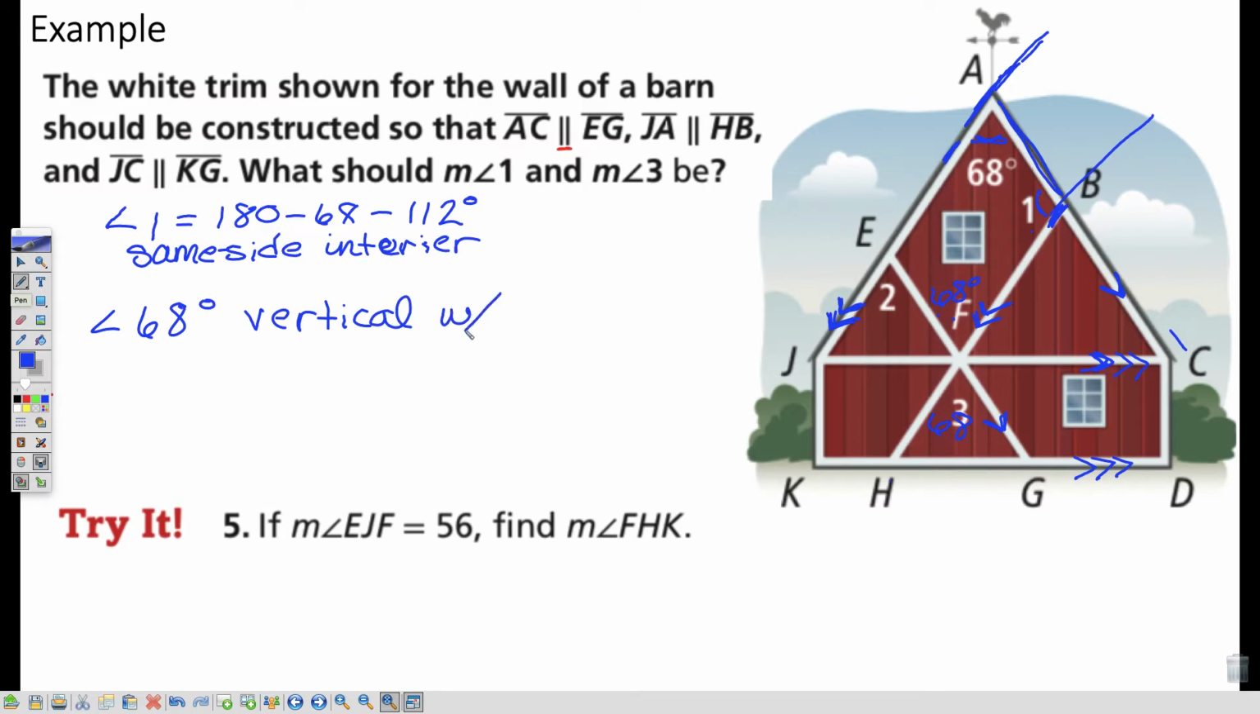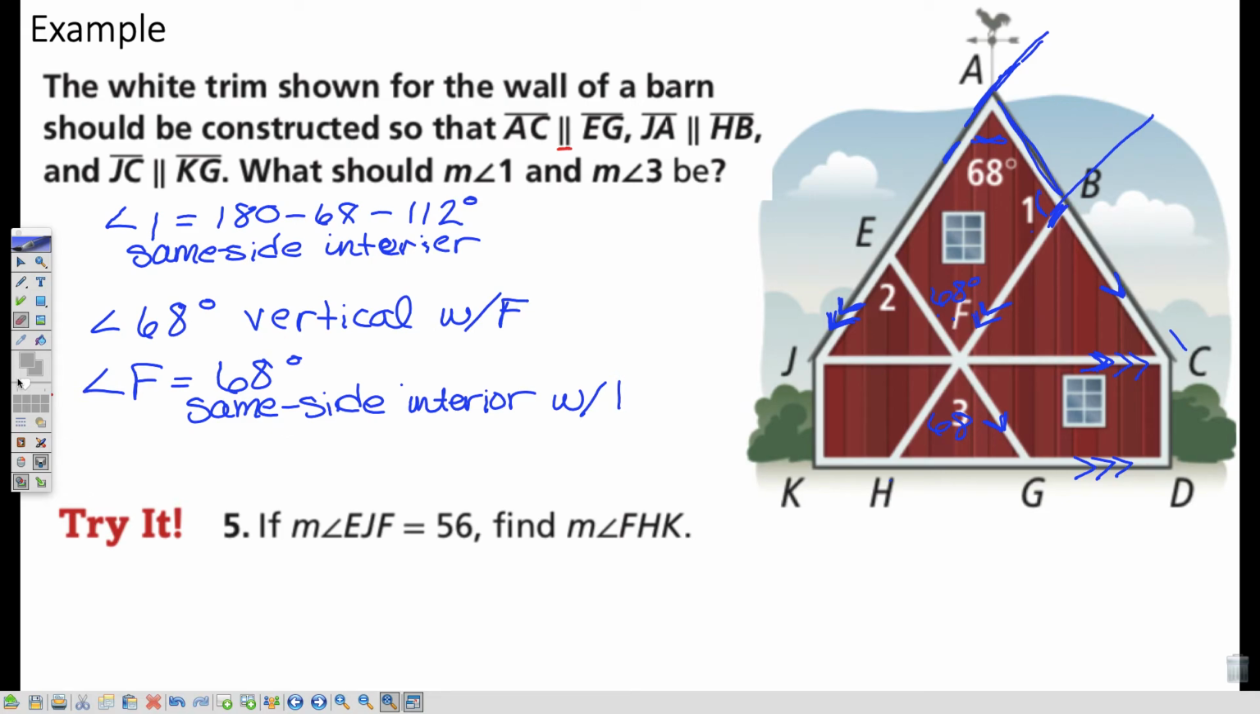With F. But how did we get F? Because it was vertical from A, I think. Yeah, supplementary. It's supplementary to angle 1, because the same side interior, right? Okay, so I want us to be able to make all those connections.